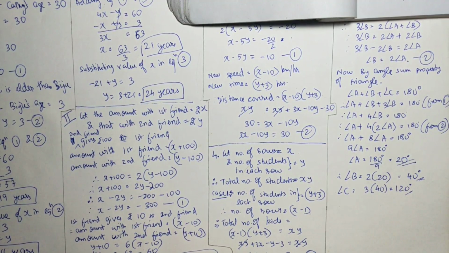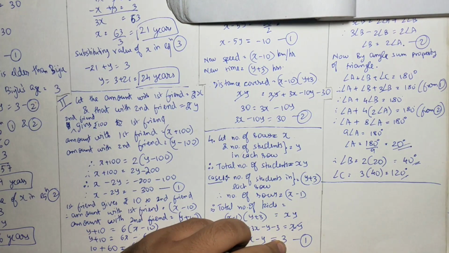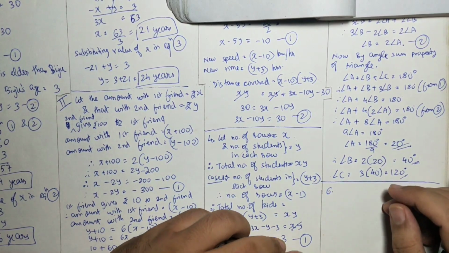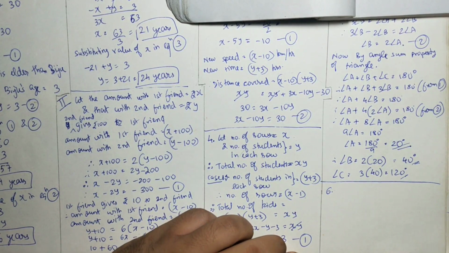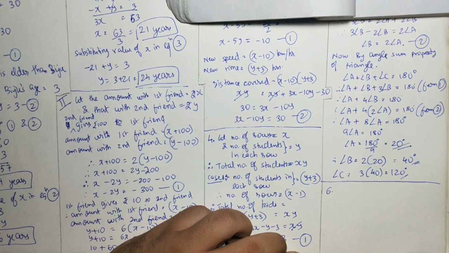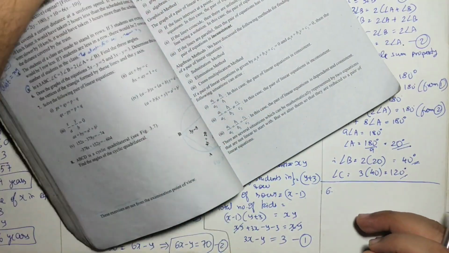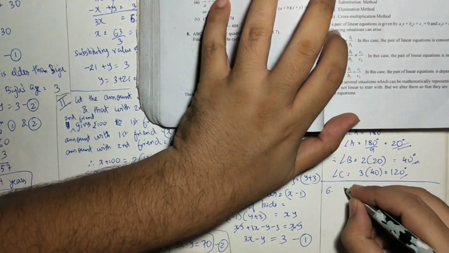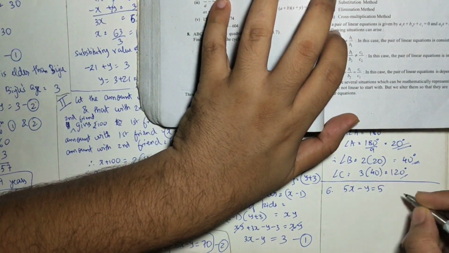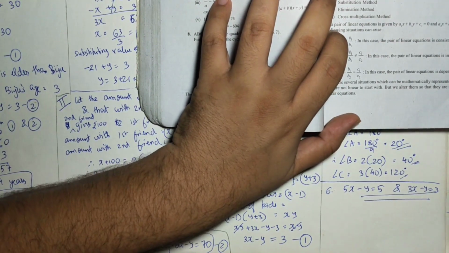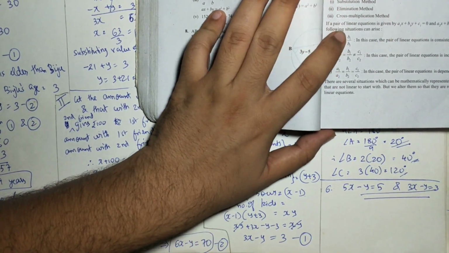Now, the sixth sum. Better option, take the sixth sum as homework, because this sum is similar to the sum of exercise 3.2, 7th sum, in which two equations were given to you. You have to construct a graph for that, and you have to find the vertices of the triangle formed by the lines and the x-axis. But here the equations given are 5x minus y equals 5 and 3x minus y equals 3. Using these two equations, find the graph of these two equations.